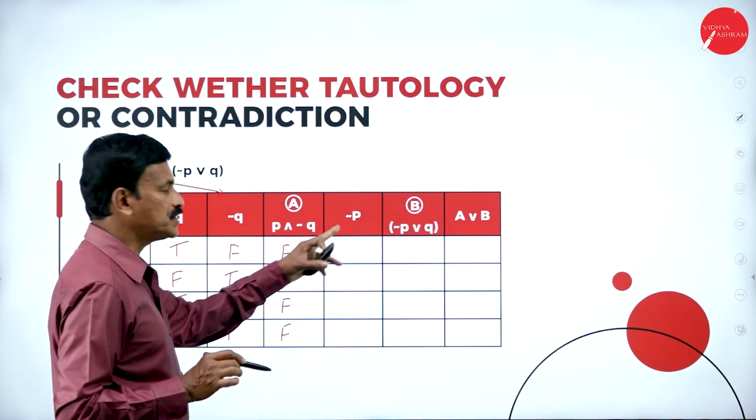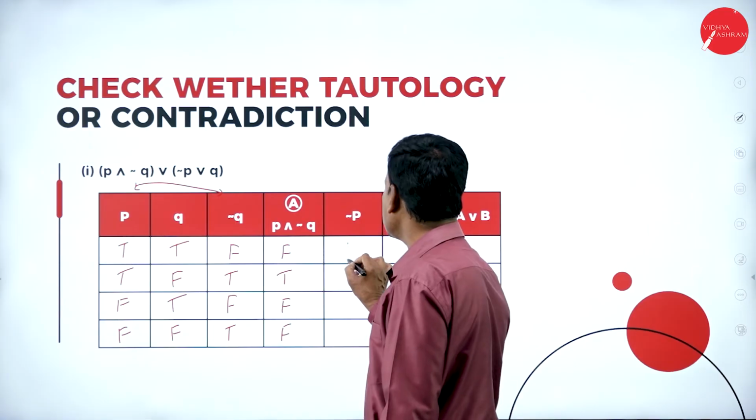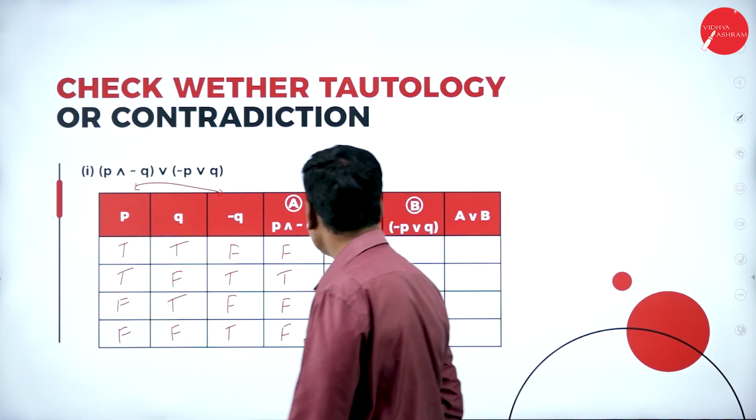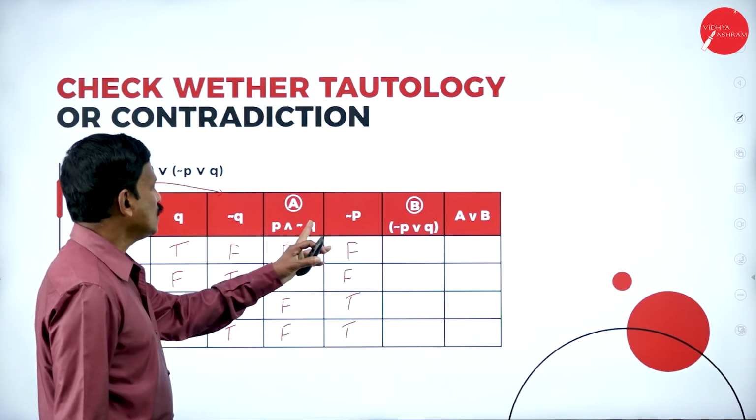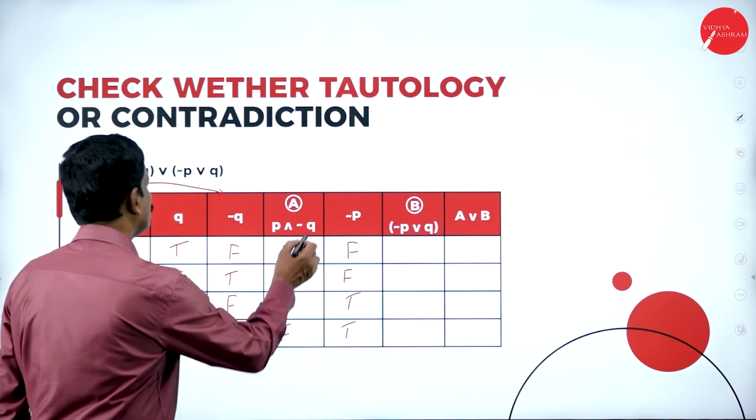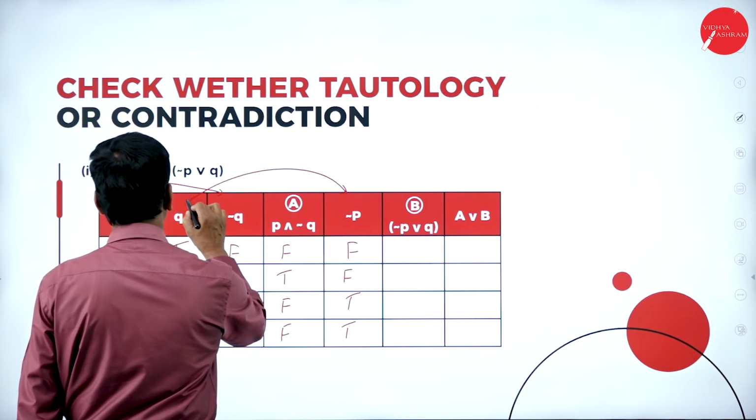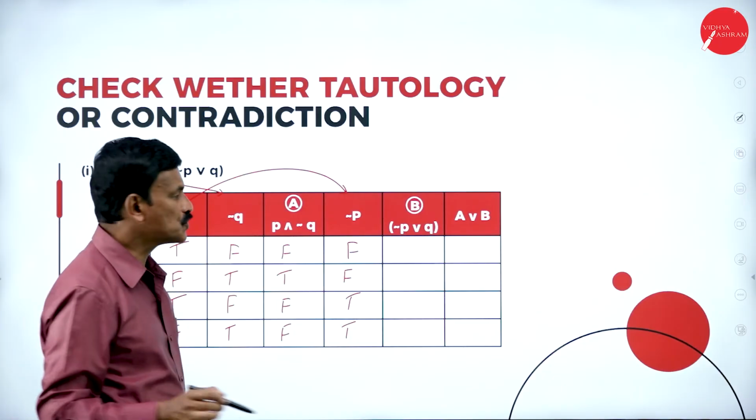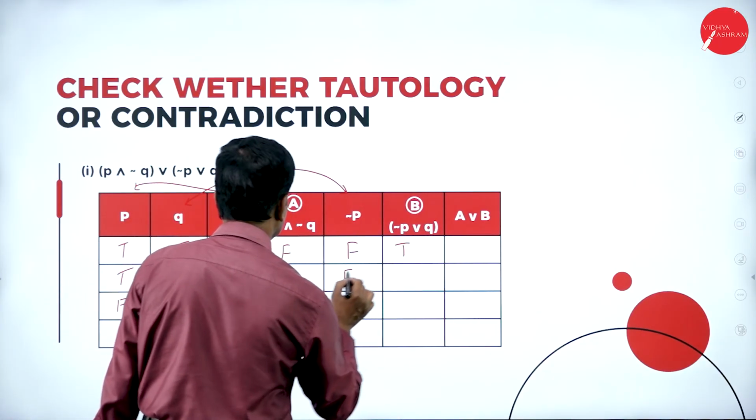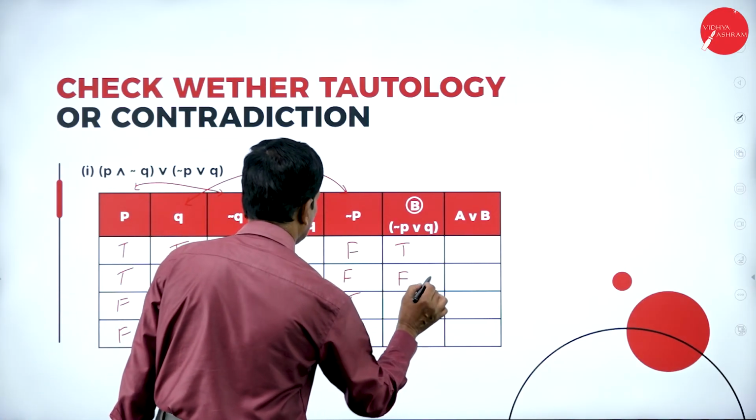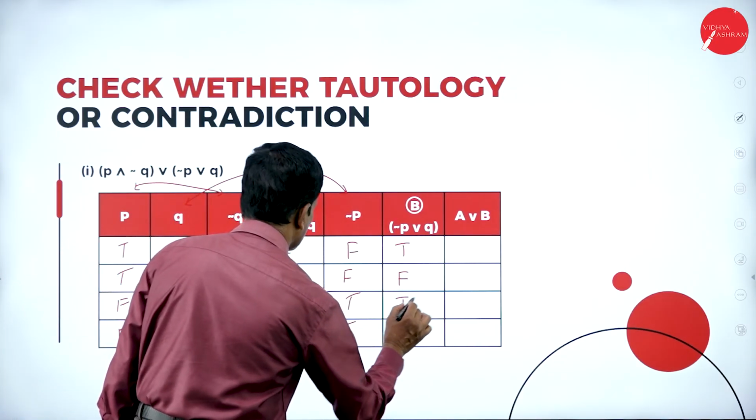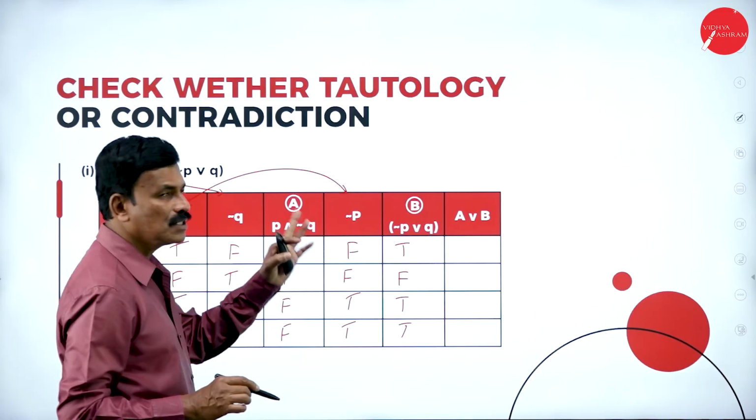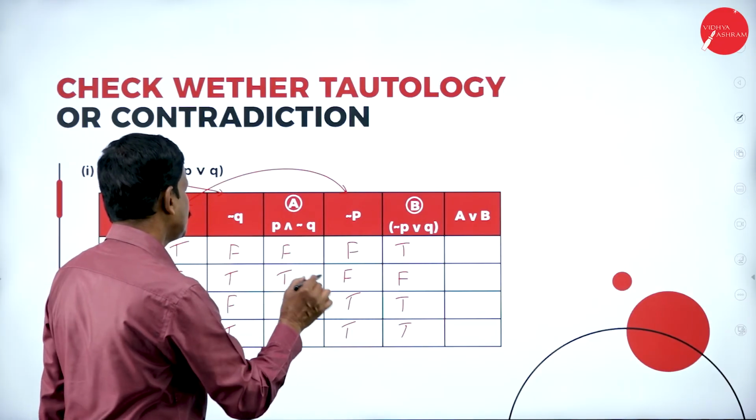In the second part, negation of P. For T, it is F. For T, it is F. For F, it is T. For F, it is T. F, F, T, T. Then negation P disjunction Q. These two are connected by disjunction. In disjunction, false and false is false; in all other cases, it is true. So, here F and T is T. Again, F and F is F. Again, T and T is T. Again, T and F is also T. So, T, F, T, T.